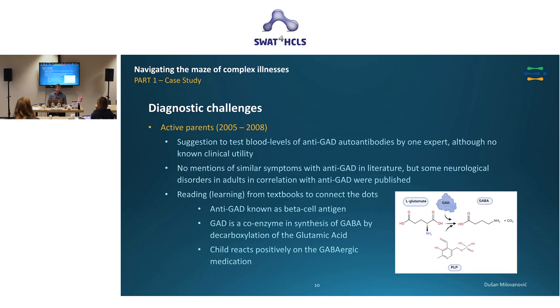And there was no mention of similar symptoms at a similar age in kids, with anti-glutamic acid decarboxylase autoantibodies, neurological problems, epilepsy, and development of type 1 diabetes. So that could not be found, except for one kid in San Francisco, but he didn't have diabetes. But there's a lot of connection or correlation between reported anti-glutamic acid decarboxylase and stiff person syndrome in adults. So neurological was there.